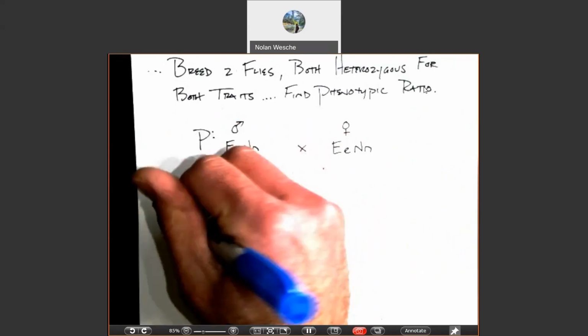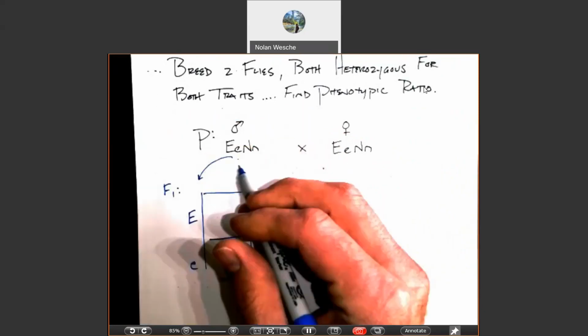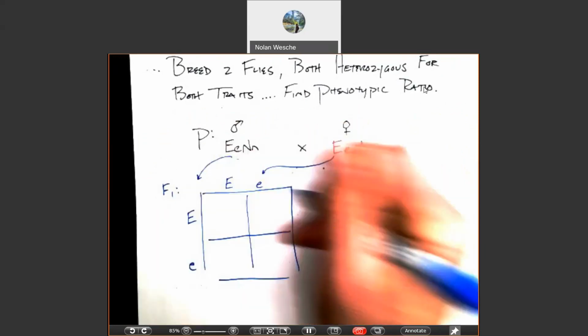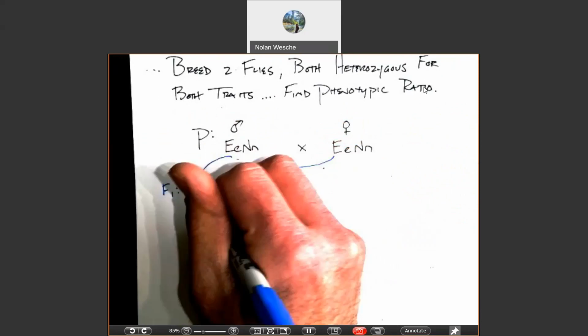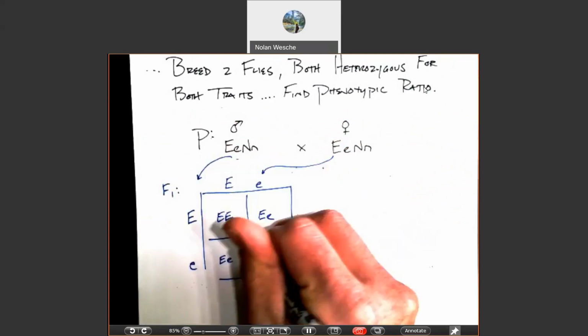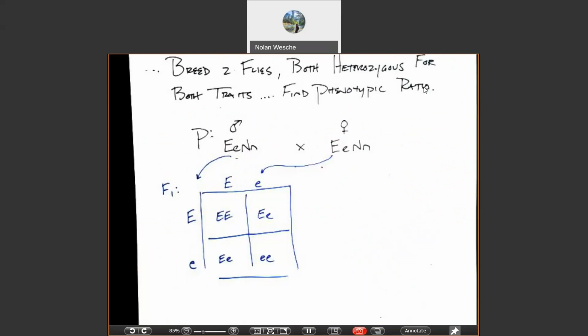So we're going to take the genotype for eye color from one parent. We're going to take the genotype for eye color from the other parent. And we're going to set them on this Punnett square. On the Punnett square, we can see our result here.